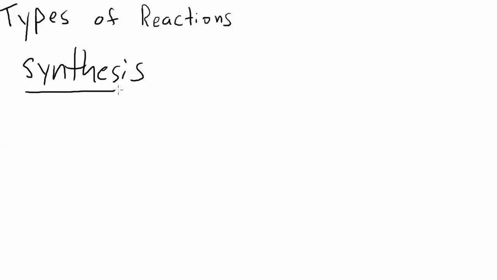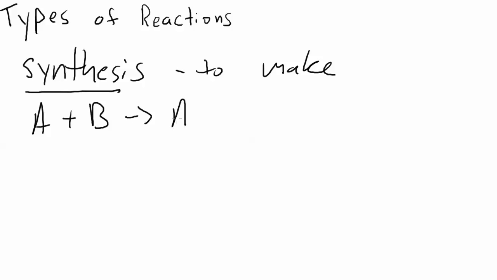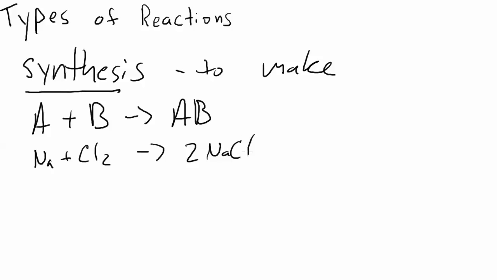The word synthesis means to make. And so a synthesis reaction takes two separate elements or compounds and combines them together to make one single compound. An example would be if sodium metal reacts with chlorine gas to make sodium chloride. Gotta balance that. There we go. So anytime you see two or more separate elements or compounds combining to form one compound, that's a synthesis reaction. So that one's pretty easy.